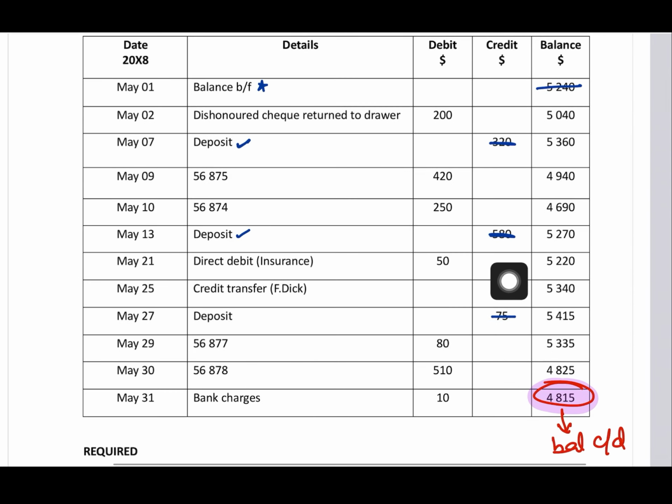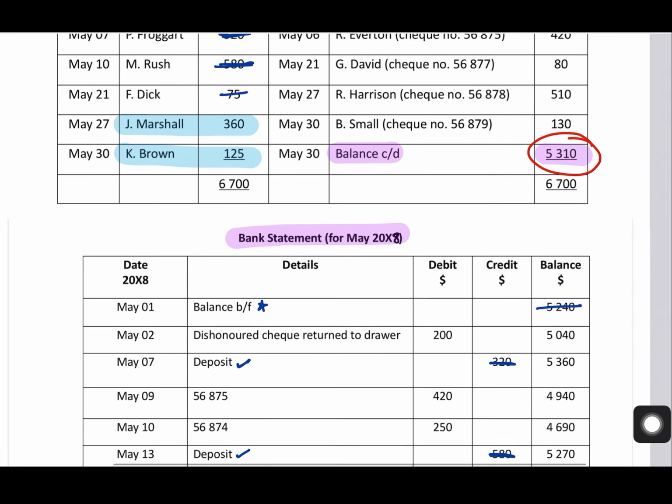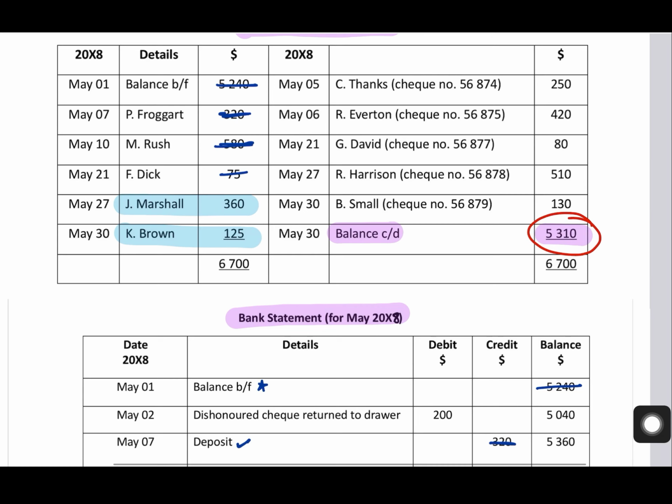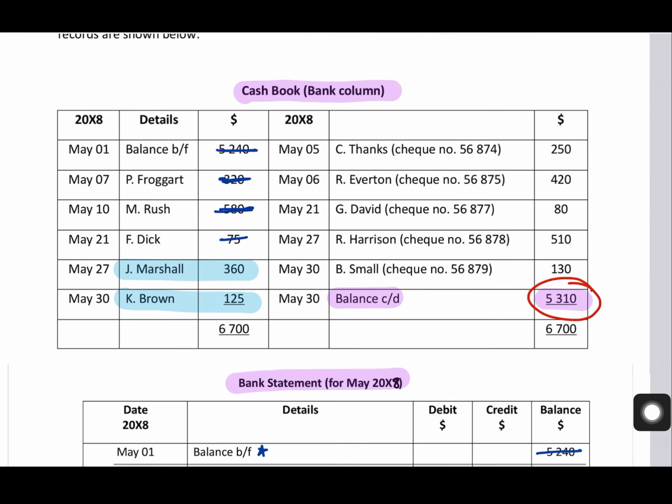And K Brown 125, is it there? No, it's not there, right? So this will also require adjustment, right? So these two items are there in the cash book but not in the bank statement.